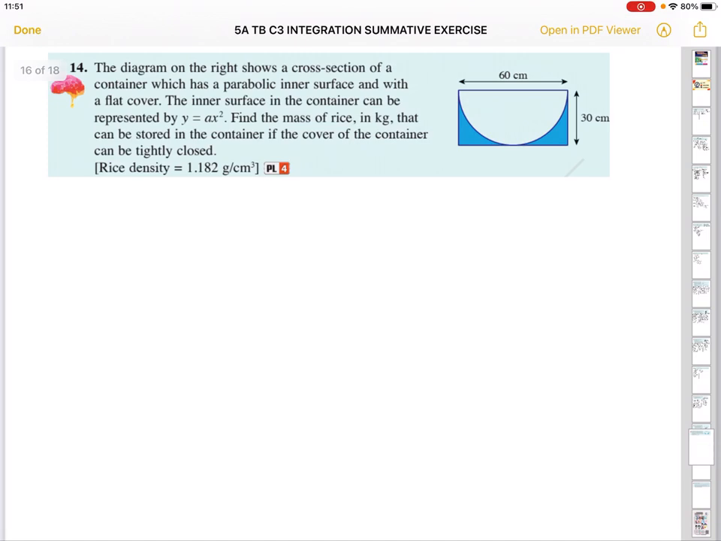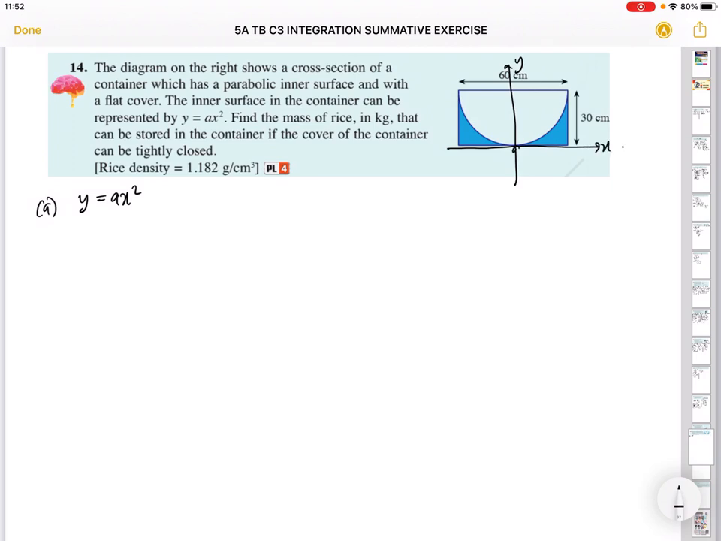Alright, this is quite similar to one of the past year questions, SPM 2014 if I'm not mistaken. Right, so your y equals ax squared. I need to start off by labeling this. This is your y, this is your x, it will pass through the origin. So this point, if I take 60 and divide by 2, the length here is 30. So this is 30, 30.